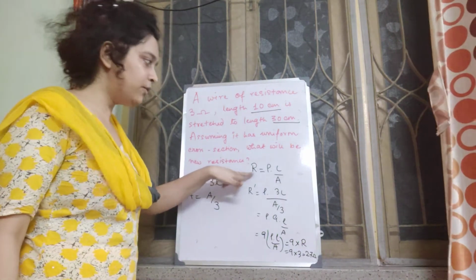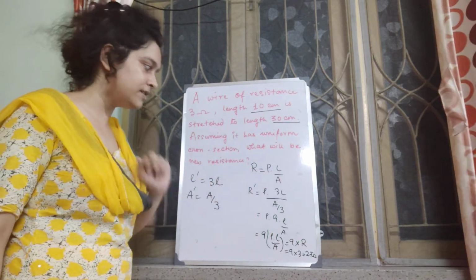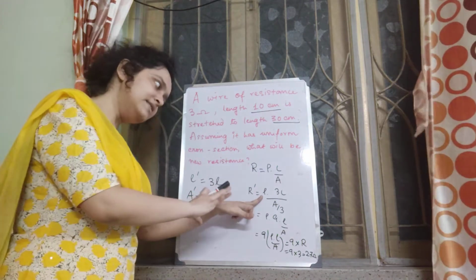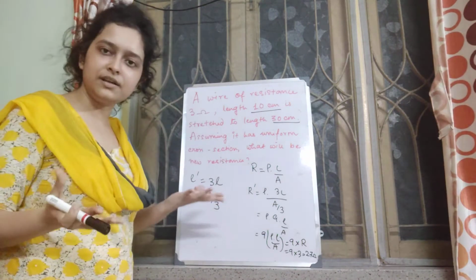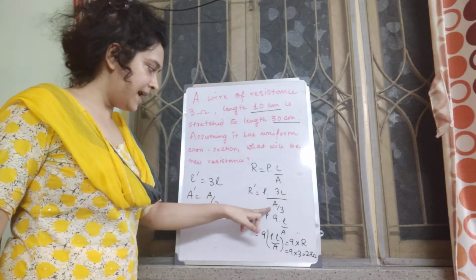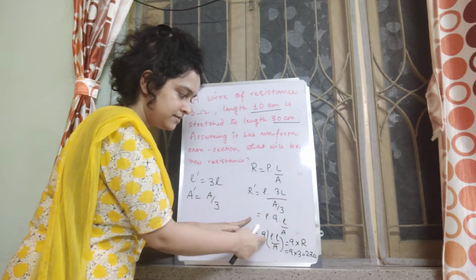So R equals rho into L by A. Rho is the specific resistance, L is length, A is area of cross section. For the new resistance, rho, the specific resistance, remains the same because it's the same material. You are stretching the same wire. 3L by A by 3. 3 comes above, 9 into L by A.